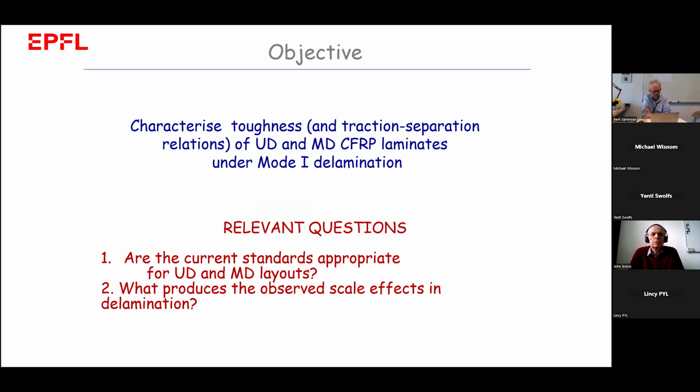We also have mode two and combined mode, but this is not for today. So the questions we are trying to address are: are the current standards appropriate for the UD and MD layouts? This is, of course, the objective of this workshop. And what produces the observed scale effects in delamination?